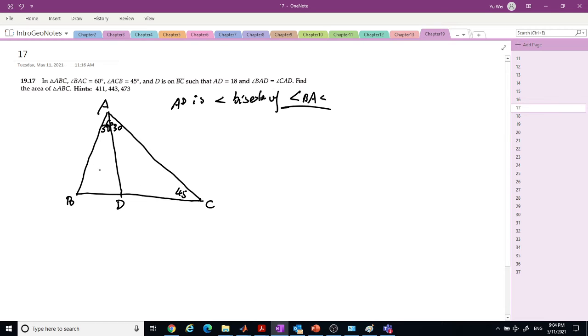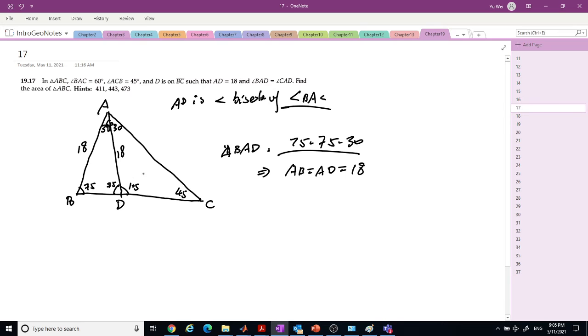So now you know this is 30 and this is the 30, right? So now let's try to figure out some angles. So 60, 45, so we know this angle is 75, then this angle is 105, then this angle is 75, and this is 18. Wow, so you can see the triangle BAD is a 75, 75, and 30 triangle, right? So it means it's isosceles, means AB equals AD equals 18. Okay, then we want to find the area of triangle ABC, right?